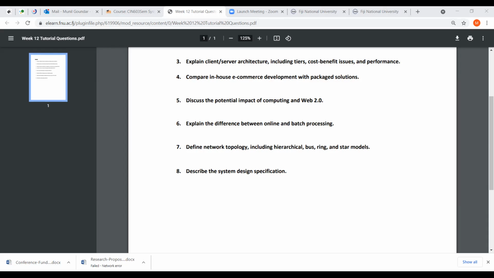Next point, underneath cost-benefit issues, client/server computing also allows companies to transfer applications from expensive mainframes to less expensive client platforms. Full stop.